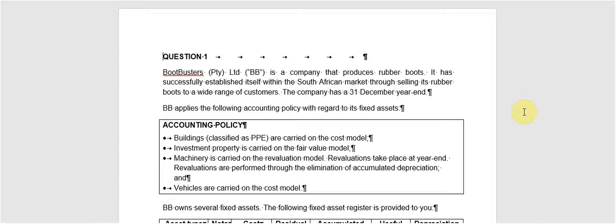I want us to read together. It says Bootbusters is a company that produces rubber boots. It has successfully established itself within the South African market through selling its rubber boots to a wide range of customers. This company has a 31st December year end.